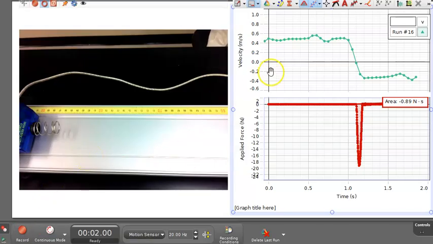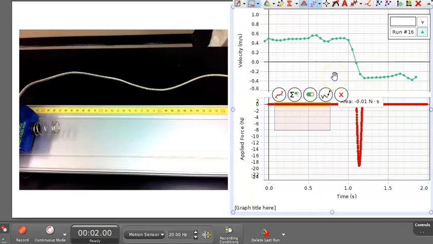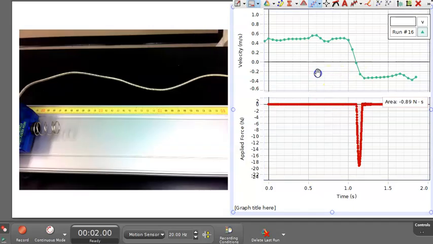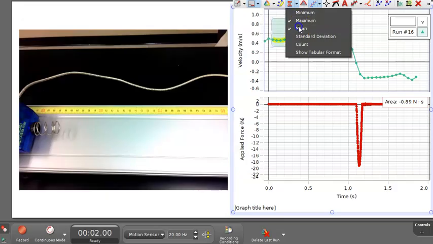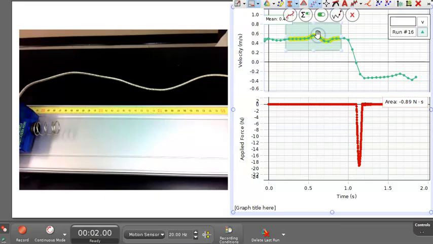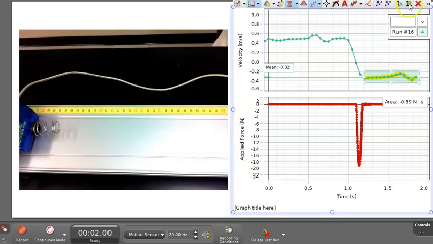Now comes the fun part. I can go ahead and use the average velocity. So the first part, the average velocity going into the wall. Oops, excuse me, that's not what I wanted to do. I wanted to do it on the velocity graph. The average velocity going into the wall is 0.59 meters per second. The average velocity coming out of the wall is 0.32 meters per second.